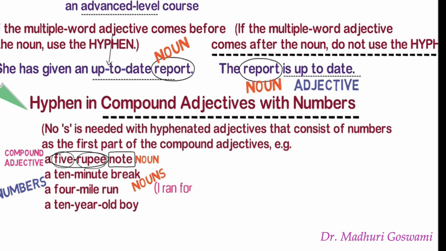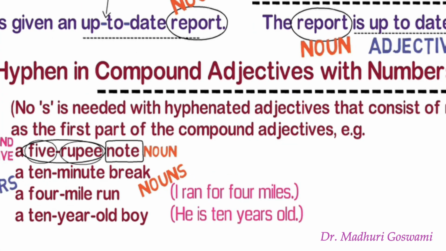In the same way, a 4-mile run or I ran for 4 miles, a 10-year-old boy or he is 10 years old. Please notice these two words, 10, that's a number, year, that is a noun. These two words are not connected by the hyphen. That's why we have used the plural form of this noun, that is years, with the number 10. The same is the case with the previous sentence, I ran for 4 miles. No hyphen and the noun is in its plural form, miles.